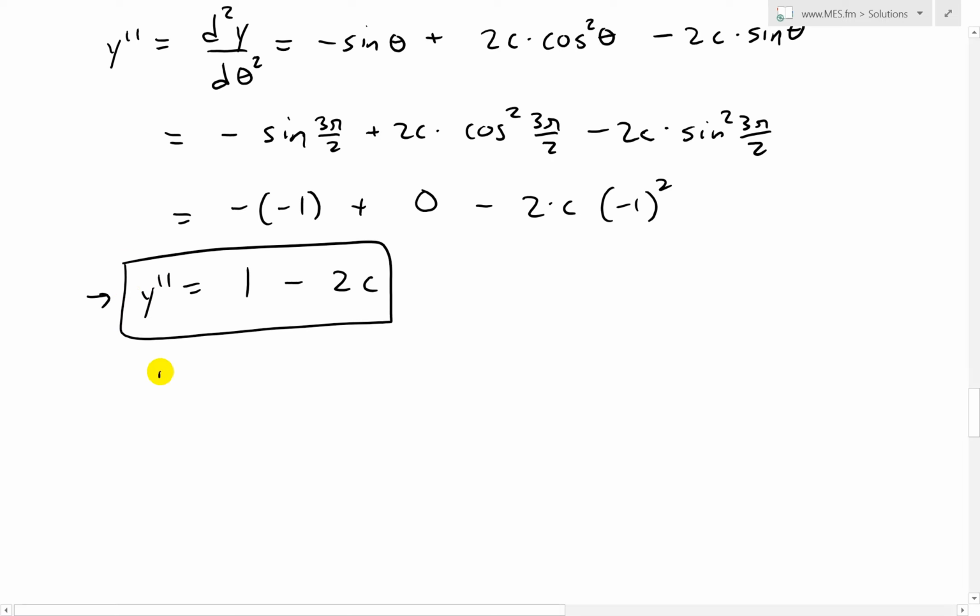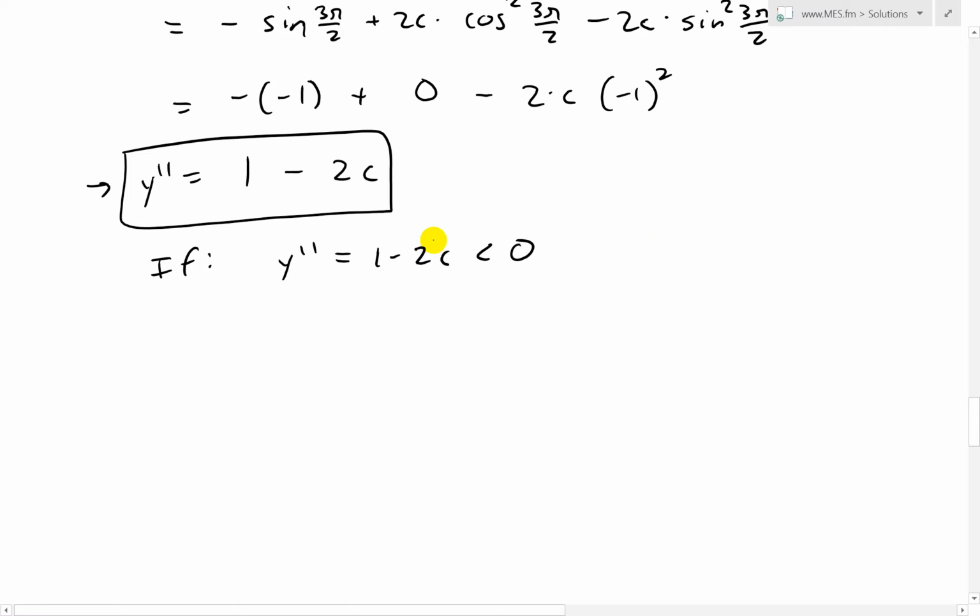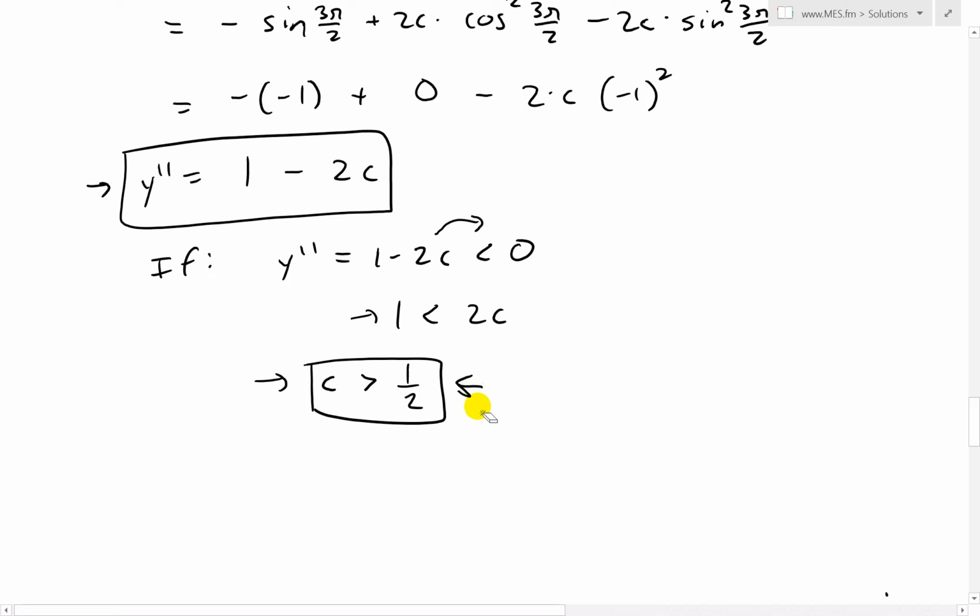Yeah, so now if y double prime equals 1 minus 2c is less than 0, if it's negative, for the c values for that to happen, we'll move this to the other side. We get 1 less than 2c. Now we can just divide the 2 out, so we'll move that over to this side. So c is going to be greater than 1 over 2, like that. Yeah, so thus we have a local maximum only when c is greater than 1 over 2.